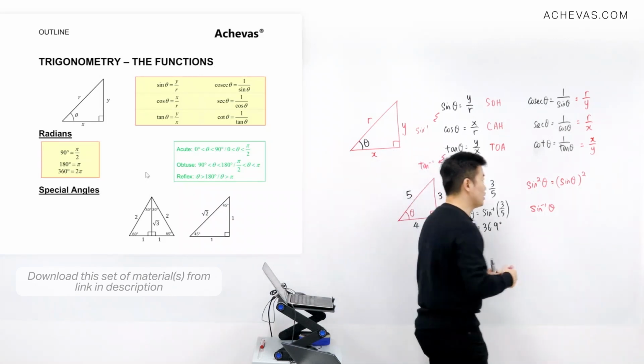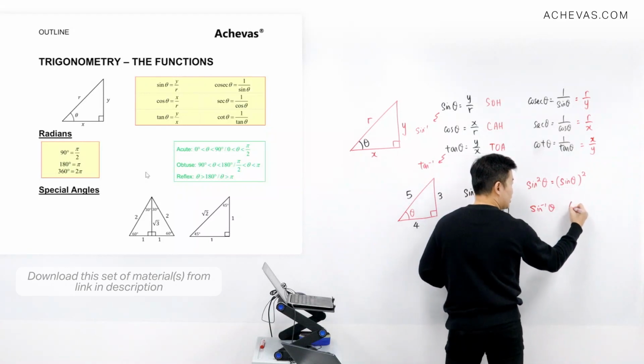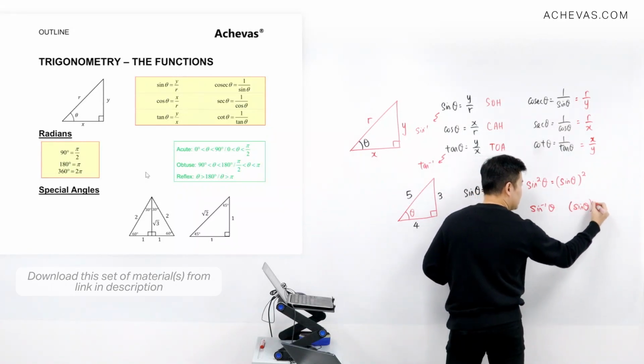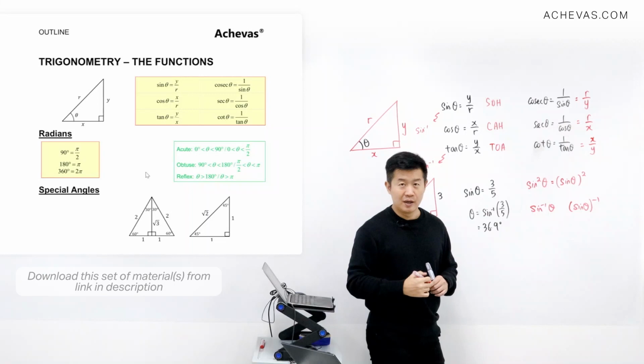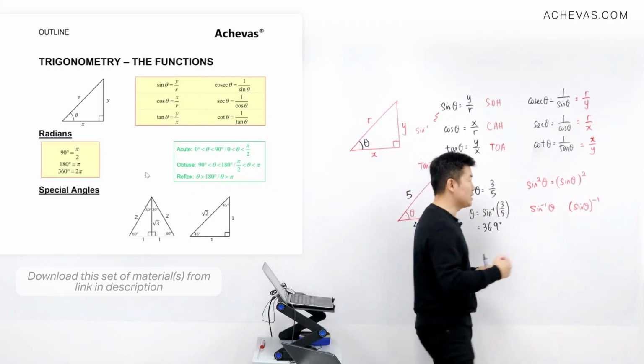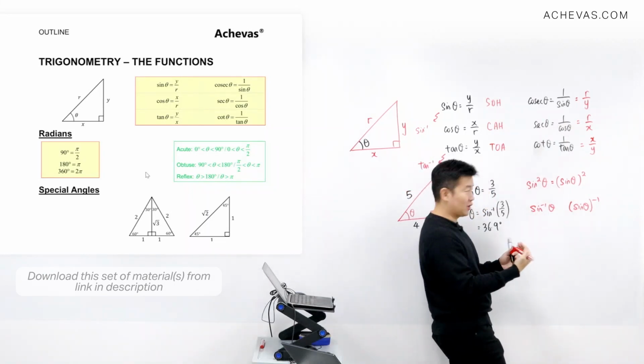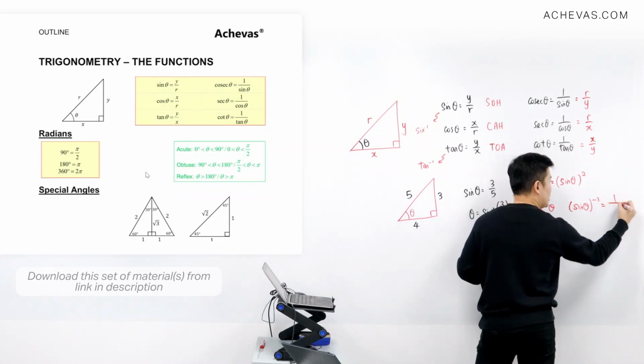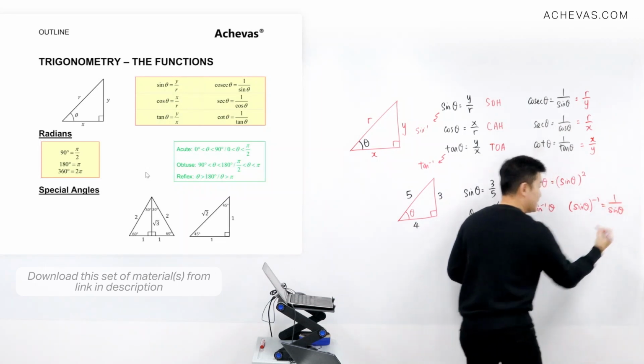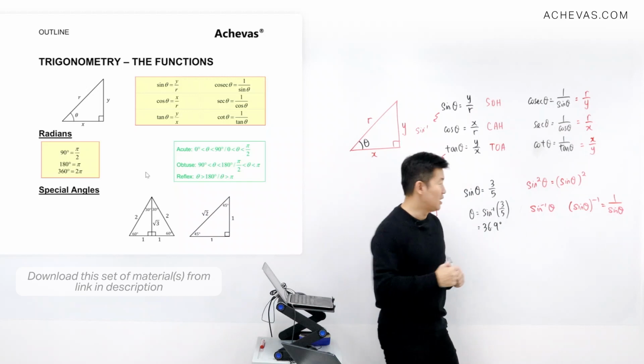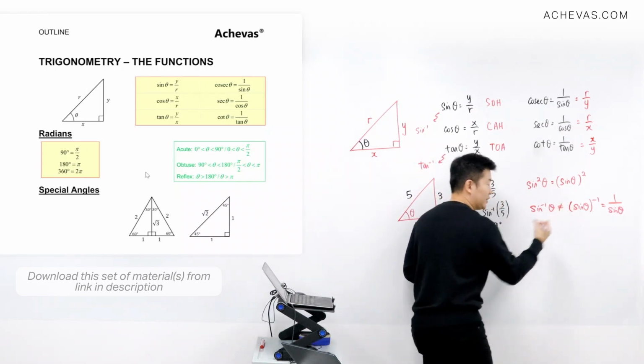It is not actually trying to do this. It is not actually trying to do a sine theta to the power of minus 1. Because if it is sine theta to the power of minus 1, it is not trying to reverse the effect of the sine function. It is trying to do a reciprocal to the sine function. It is 1 over sine theta. So this is actually not the same as this.